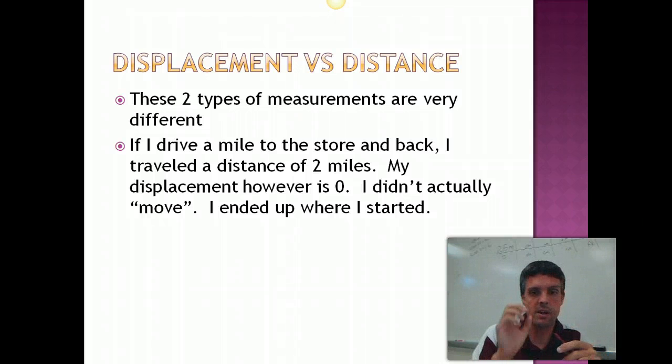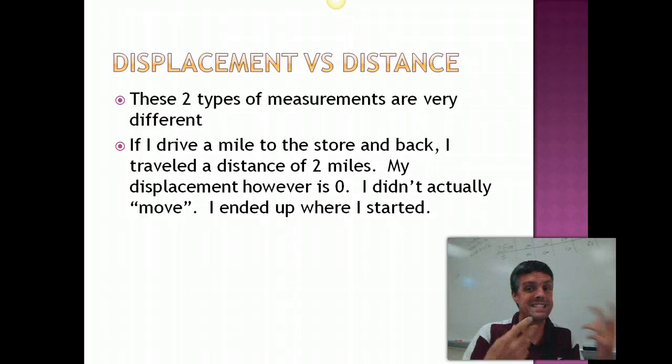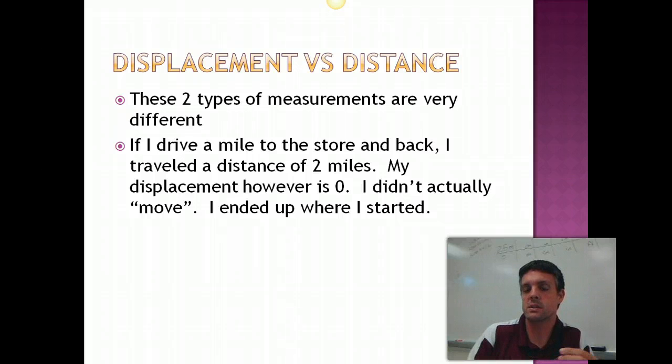They're a little bit different. If I drive a mile to the store and back, I traveled a distance of 2 miles. But when you look at the definition of displacement, you're looking at how far you moved from your origin. So you've got to know the definition of the two. Distance is how far you traveled. Displacement is how far from your origin you ended up. And if you end up in the same spot that you started, then you have a displacement of 0, okay?